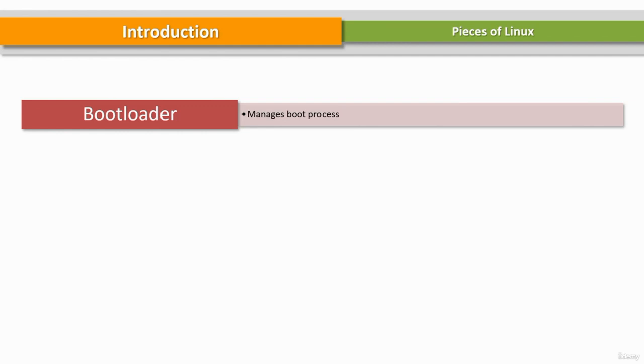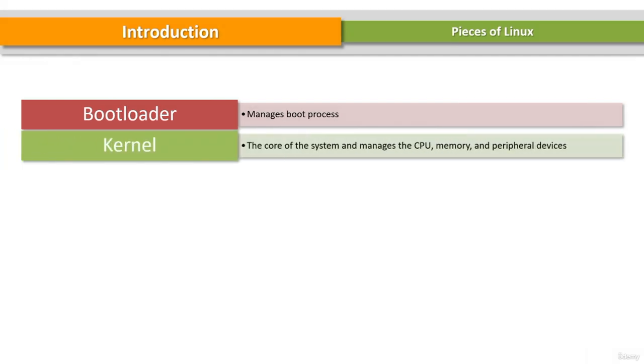the operating system. Kernel, this is the one piece of the whole that is actually called Linux. The kernel is the core of the system, and it manages the CPU, memory, and peripheral devices. The kernel is the lowest level of the OS.